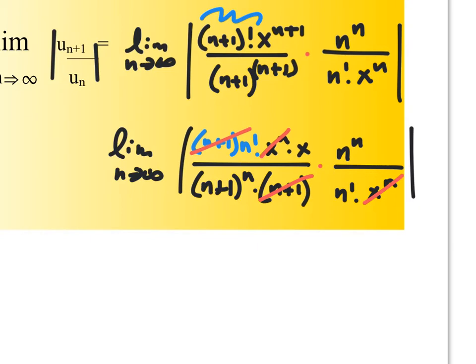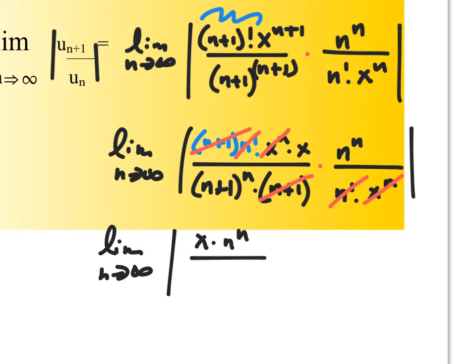That's going to work, I think, for me. Nope, I got one more. I thought I had one more. N factorial will cancel as well. Okay, so let's take the limit as n goes to infinity of x times n to the nth over n plus 1 to the nth power.